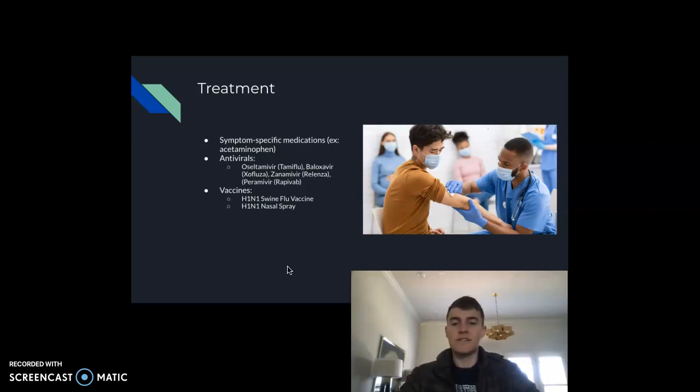It was its own vaccine for a while, but now the formula is the same as the regular flu vaccine, so you can get both in one shot. And so they also have a nasal spray for those that don't want to get a vaccine and want an alternative option.